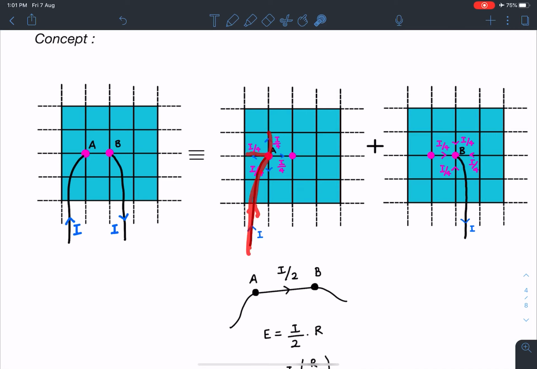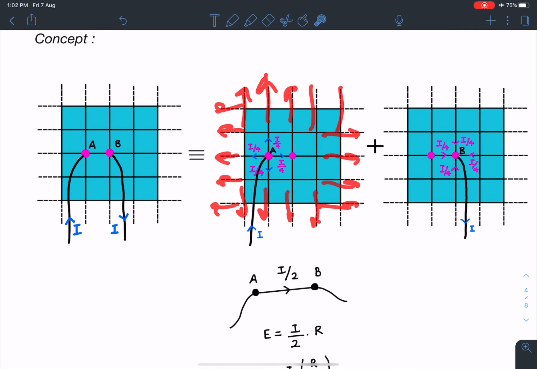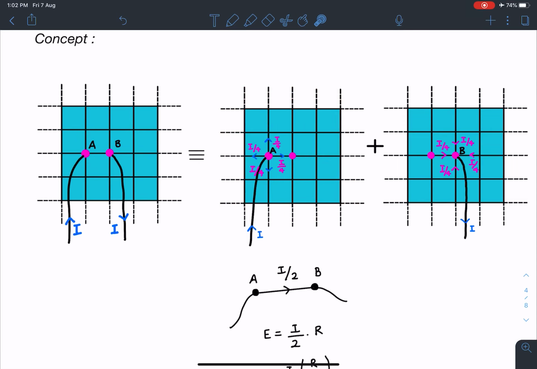After that it gets divided in the adjacent branches with I by 4, I by 4, I by 4, and then this current will go till infinity. In all directions it will be going till infinity. What is the current distribution? That is not so important right now for us, but we can say in whichever way it wanted to go, it will go till infinity in all possible directions, and it will be going symmetrically. So that symmetry tells us that the immediate links are going to be having I by 4, I by 4 current.